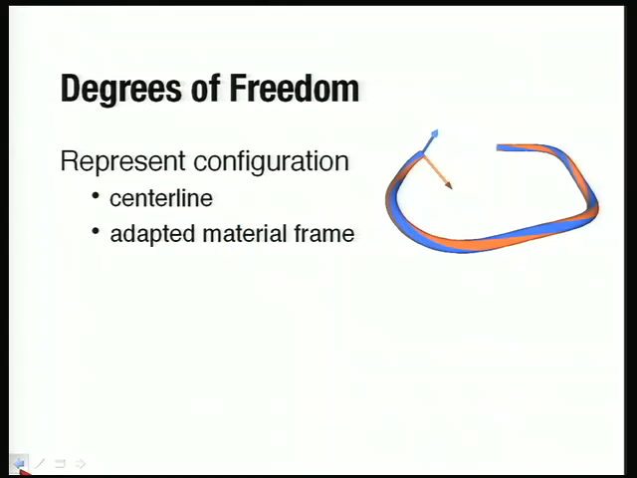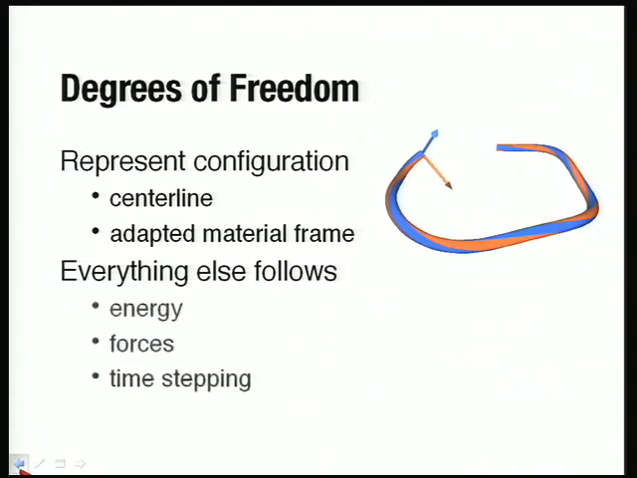So to evaluate the terms in this energy you just saw, we have to be able to describe any given configuration of the elastic rod. That is, we have to basically come up with a set of coordinates to use that represent this adapted framed curve. Once we come up with a set of coordinates we're going to use, essentially everything else follows. We're going to be able to evaluate the energy you saw, and from that take its gradient to evaluate the forces necessary for time stepping during simulations.